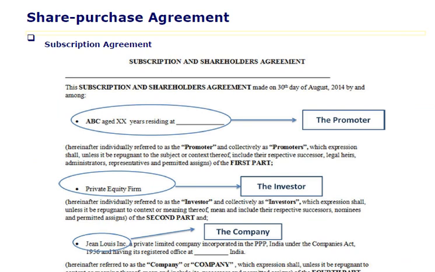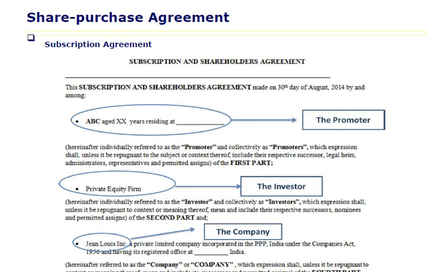After that, this is individually referred to as a promoter and collectively as the promoters, unless repugnant to the subject or context, and includes the respective successors, legal heirs, administrators, representatives, etc. For the first part, the first one is the private equity firm. These are the investors, individually referred to as investor and collectively as institutional investors, depending on the context, and include the respective successors, nominees, etc.